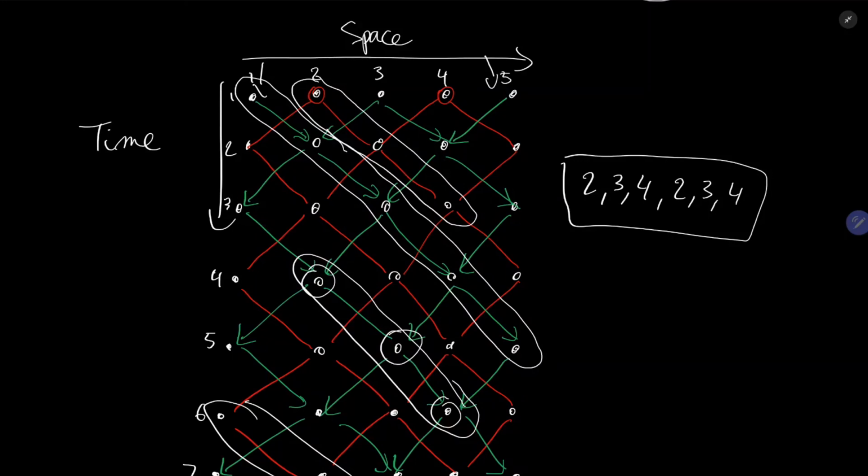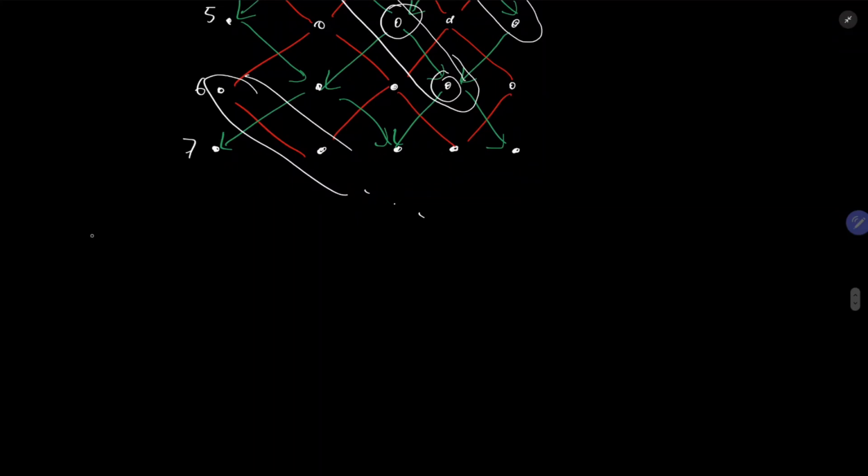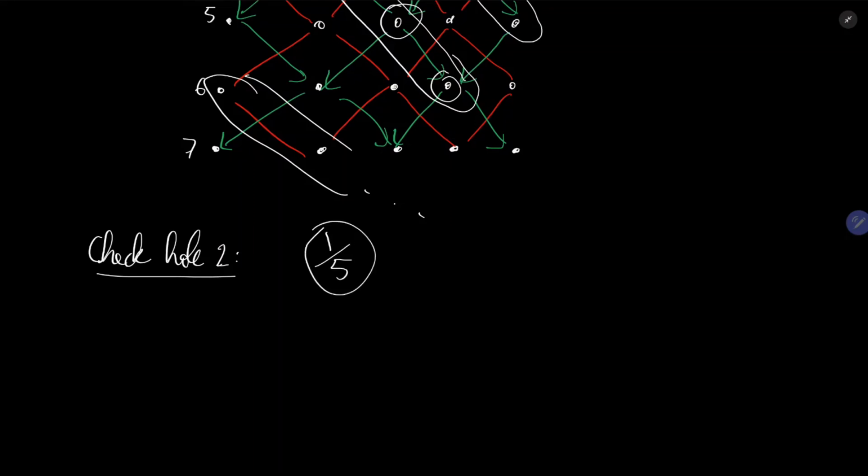For day number 1, the solution is very easy. You check the hole number 2, and the probability of the fox being in the hole number 2 when you check it is exactly equal to 1/5. And this is the probability to catch the fox in day 1.